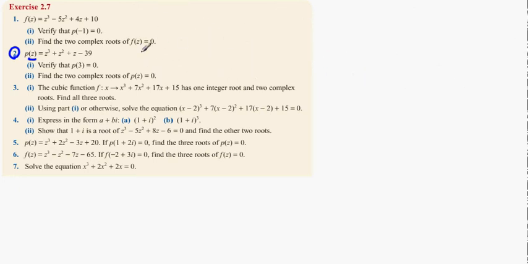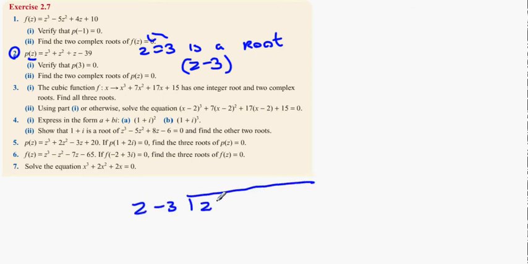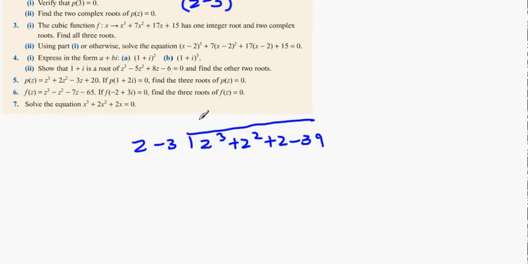Now, this means that z equals 3 is a root. If that's a root, then what we have to figure out is what the factor is. So we use the factor theorem, where this means z minus 3 will divide into this. What we're going to do is long division into z cubed plus z squared plus z minus 39. Then we multiply it in, and we get z squared, and we get z cubed minus 3z squared.